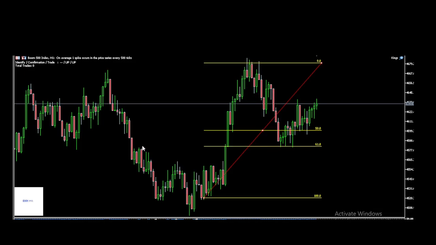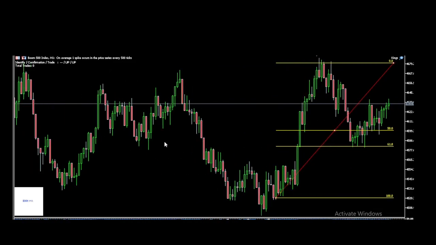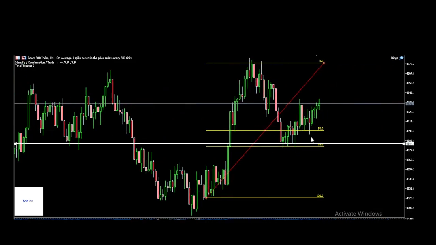Looking at this chart, I think we have a support right here, and I believe it falls between this level. Let's see, if I put in my support line here, you can see I have my support line at that zone. You can see I have my support line between level 61.8 and level 50.